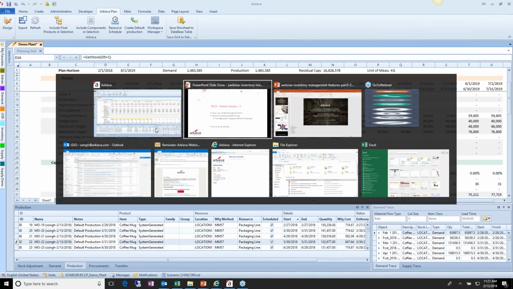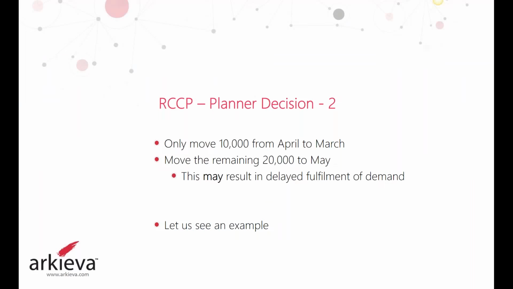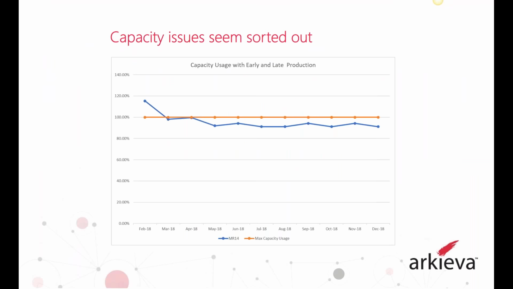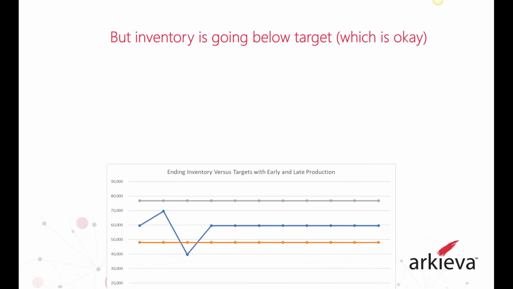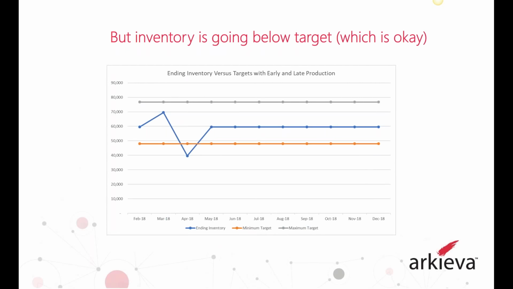Let's switch back to the slide. So what does this mean? Well, it seems that we have sorted out the capacity issues. All our capacity numbers are below 100%, except for that first month, which I said we will not try to tackle because of the idea of a frozen zone. And inventory, sure enough, is going below the target, below the minimum target, which is okay. Why is it okay? Because, well, all demand is still being met.